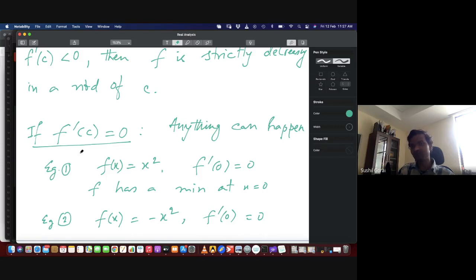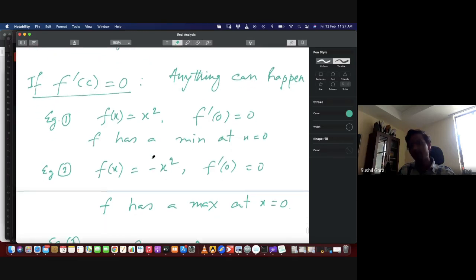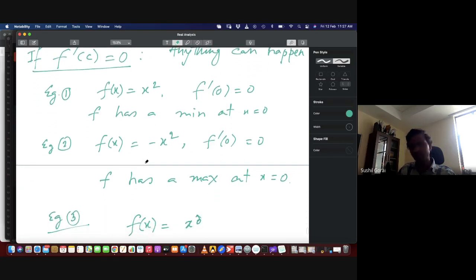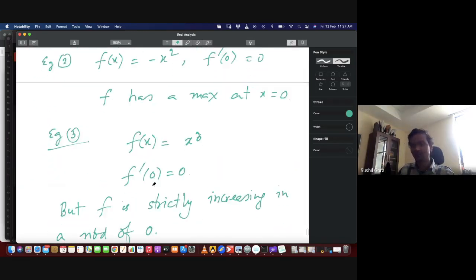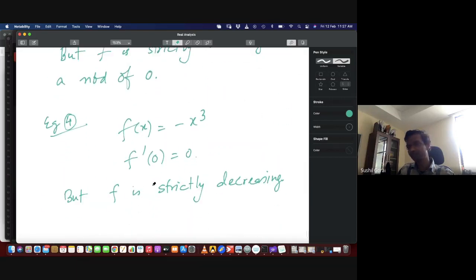So in higher dimension, this becomes much more complicated. You will not have the concept of increasing and decreasing, so things become much more complicated. But maxima and minima would make sense, and this can happen again in multivariable as well. Any question here?